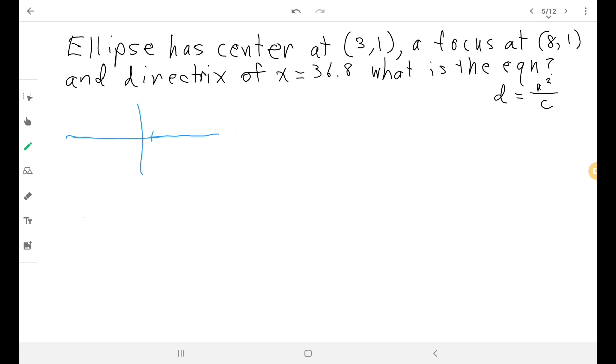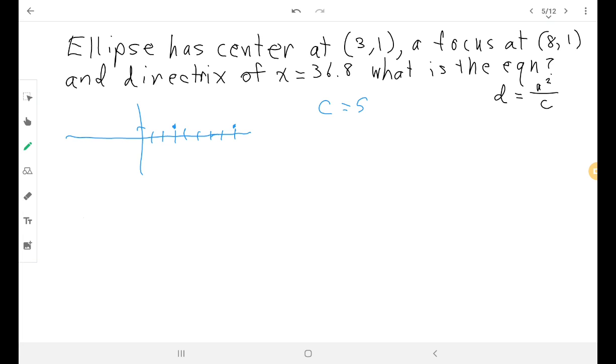I got a center at 3, 1. Let's say that's 3, 1 right there. A focus at 8, 1. So 3, 4, 5, 6, 7, 8, 1 is a focus point. So that's my C distance. So my C distance is 5, because I had to move from 3 to 8. 8 minus 3 is 5. So I know my C distance.